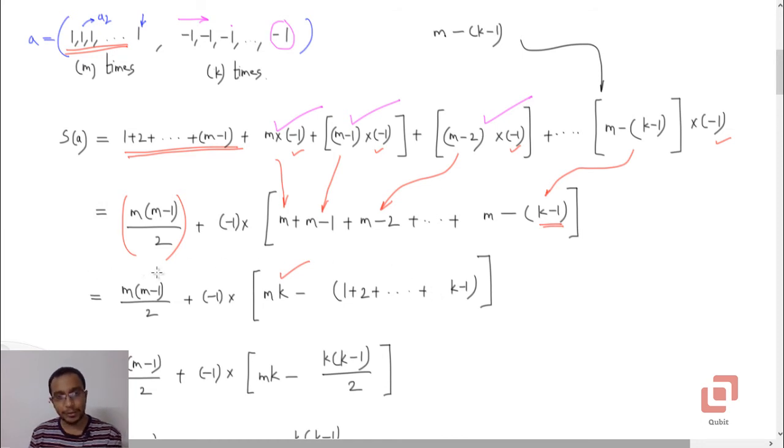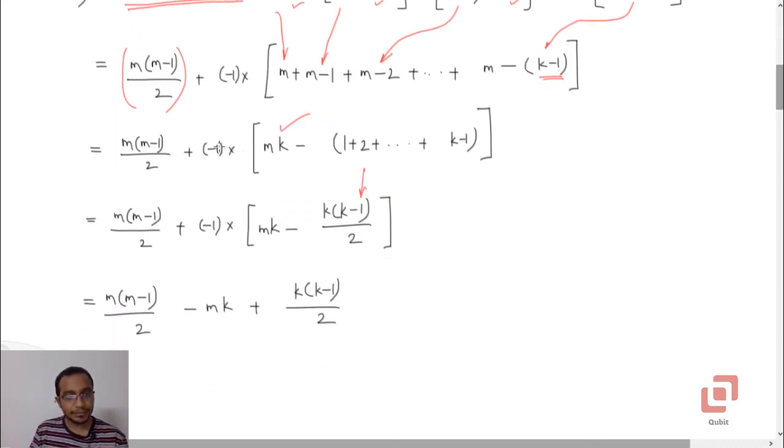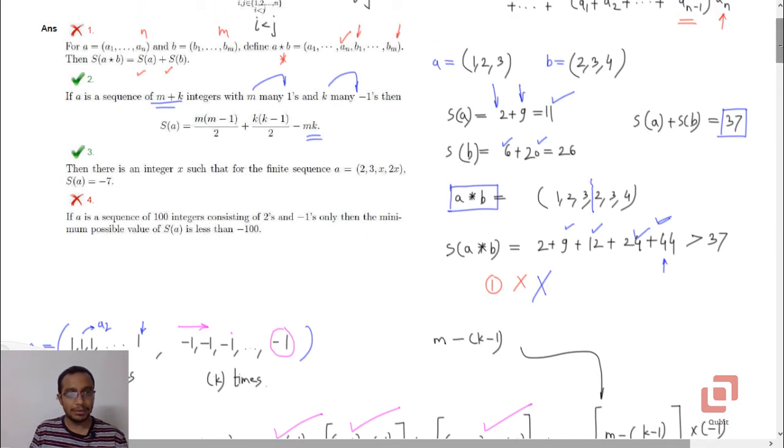Again use the formula for the summation that we have used for 1 plus 2 plus 3 plus 4 till m minus 1. So that is going to be k into k minus 1 upon 2. Start simplifying. This will remain as it is. It will be minus mk, and this will be minus into minus, so plus k into k minus 1 upon 2, and this is indeed the formula given in option 2, m into m minus 1 upon 2 minus mk plus k into k minus 1 upon 2. So option 2 is correct.